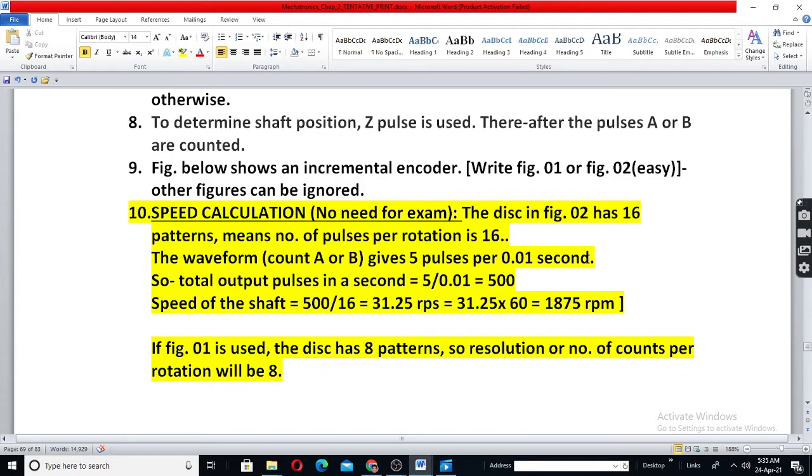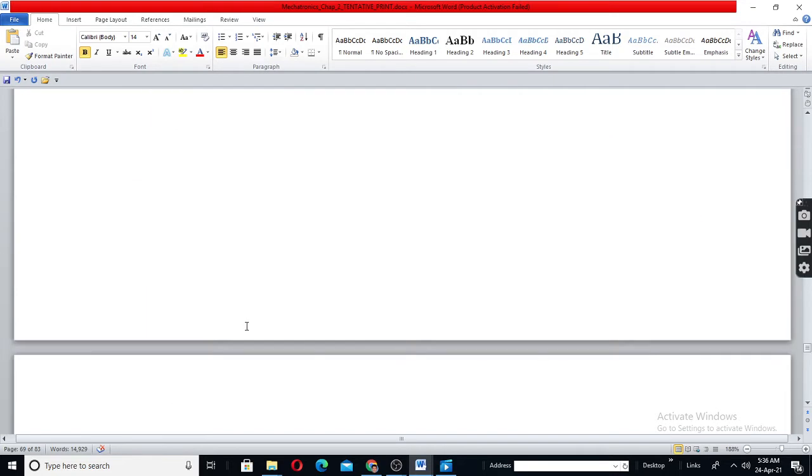The counter will actually not check for number of pulses per 1 second. It will not wait for 1 second, because you want faster reading. So it will check number of pulses per 0.01 second and then multiply by 100 to get number of pulses per second. Then divide by 16 to get RPS. Then multiply by 60 to give RPM, and it will display the reading.